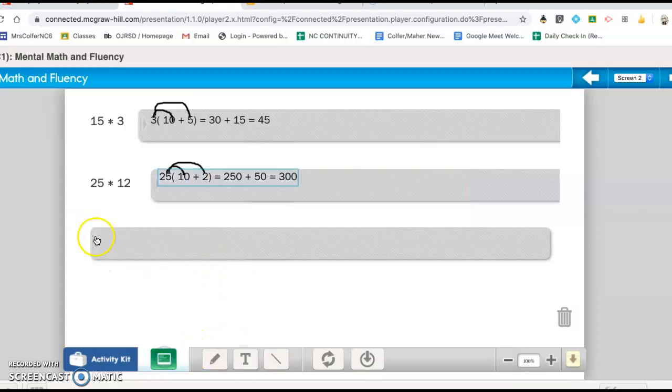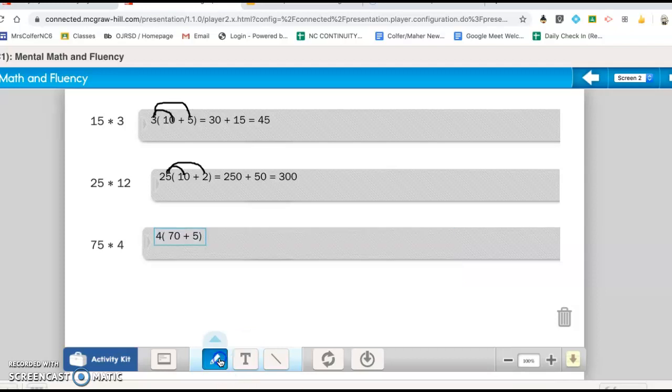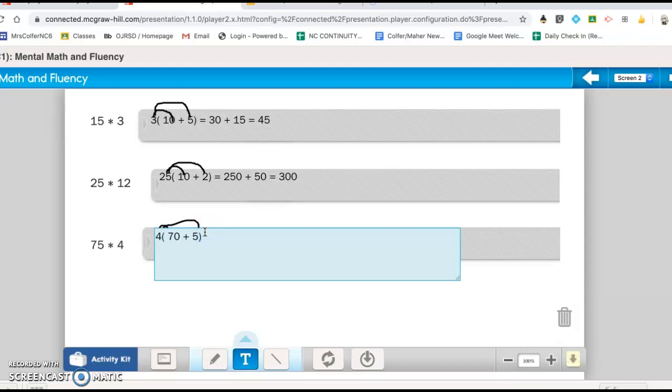I'd like you to try this one last. 75 times 4. Okay, welcome back. From here, it might be easiest to break the 75 up into 70 plus 5. So we're going to do 4 times the quantity of 70 plus 5. Okay, and we're going to draw those rainbow marks to help us remember to multiply by everything inside of our parentheses. And I know that 7 times 4 is 28, so 70 times 4 is going to give me 280. And I know that 4 times 5 gives me 20. So when I add those two numbers up, I should come up with 300 also for the third question.